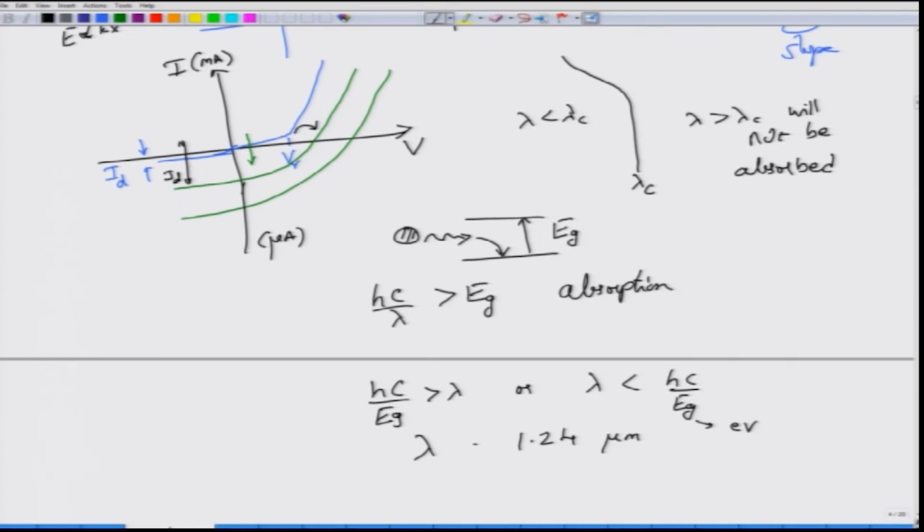We want hc by lambda to be greater than Eg. So we have obtained this one. So lambda has to be less than 1.24 micron divided by Eg when you express this one in electron volt. Okay. So this is what differentiates between an absorption and no absorption. Okay. So we now have looked at the PIN junction diode.